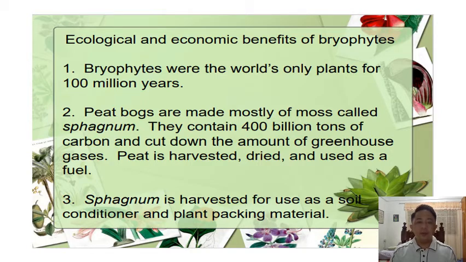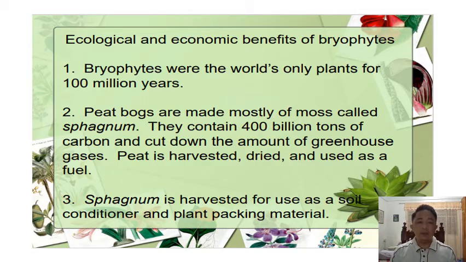Okay? Now, sphagnum has the ability to contain around 400 billion tons of carbon and cut down the amount of greenhouse gases. So, these tiny plants have the ability to absorb carbon dioxide in the air. It will help in decreasing the amount of greenhouse gases, thus preventing what we call global warming.